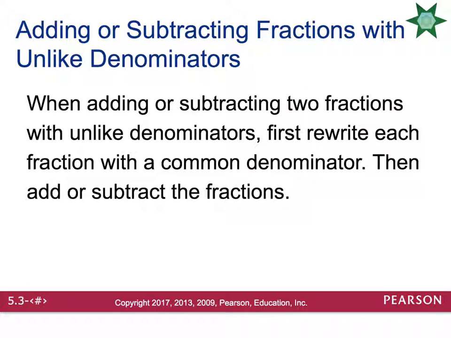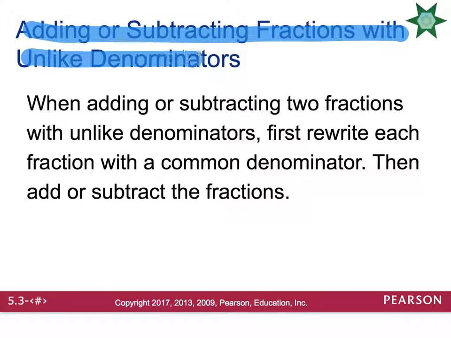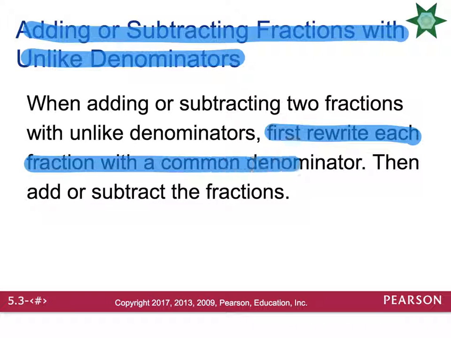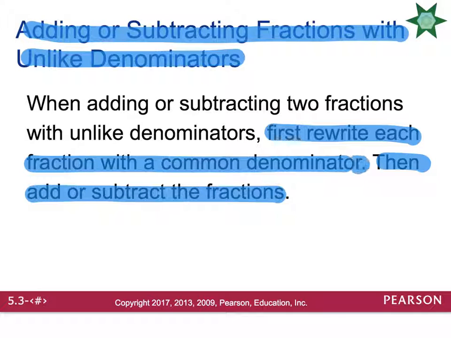The last topic we'll look at here is adding or subtracting fractions with unlike denominators. We first have to rewrite each fraction with a common denominator. Then we add or subtract the fractions, which means you're going to add or subtract the numerators. So, for example, let's say I have 1/2 plus 2/3.